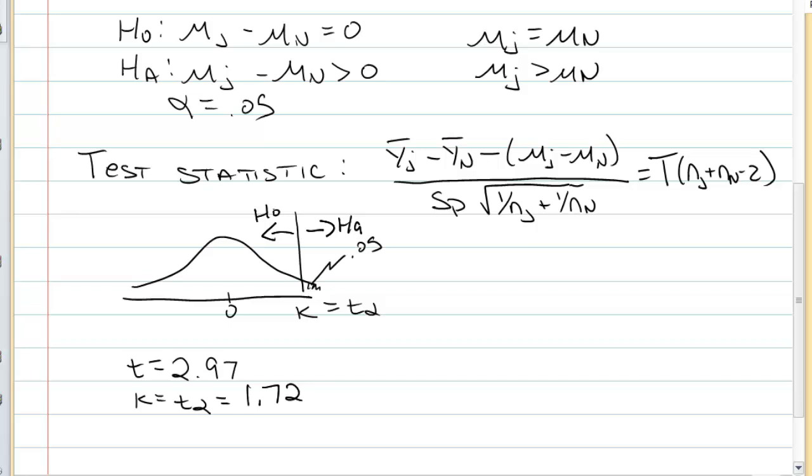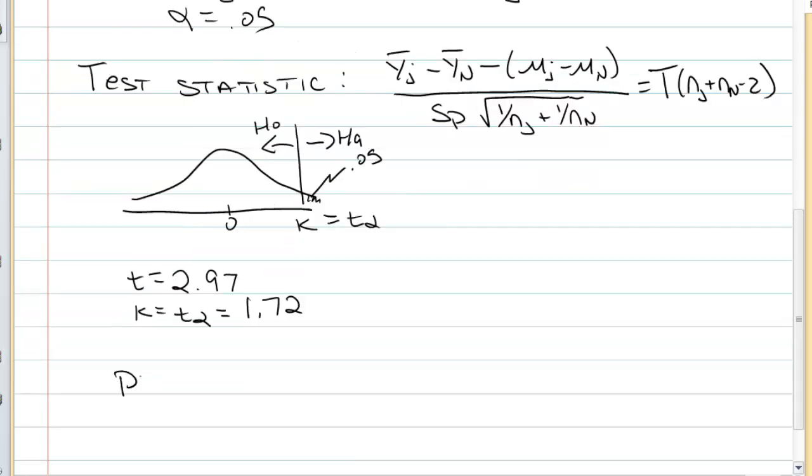So in words, I would say I'm 95% confident that based on this data, the mean levels of DDT in the brains of juvenile brown pelicans is greater than the mean levels of DDT in the brains of nestling brown pelicans. And next thing we want to do is to calculate a p-value. It's not required for this problem. Let's go ahead and calculate the p-value.